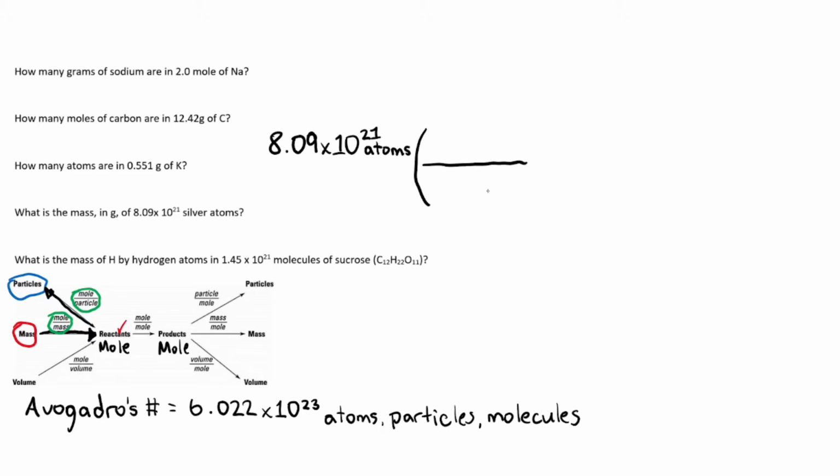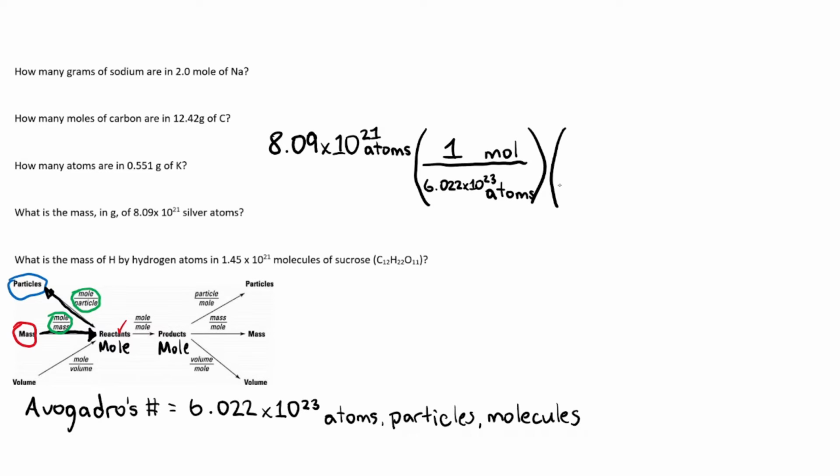So we want atoms on the bottom here, and we want moles on top. And this is going to be Avogadro's number, 6.022 times 10 to the 23rd, to get 1 mole. So now we're in moles.